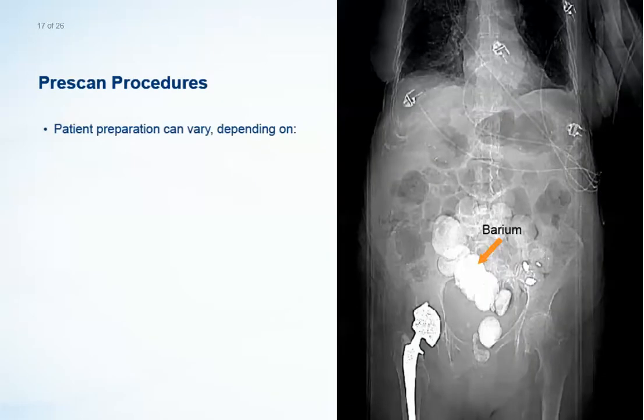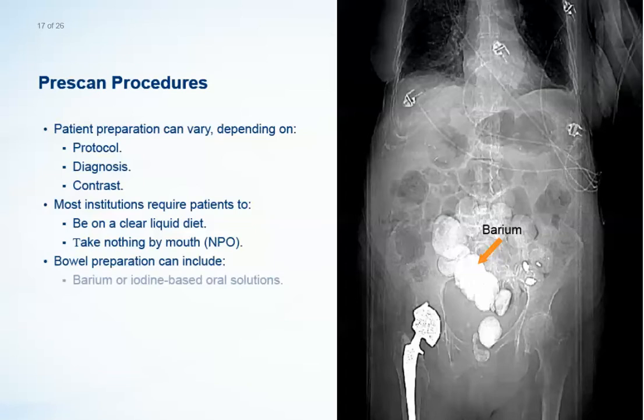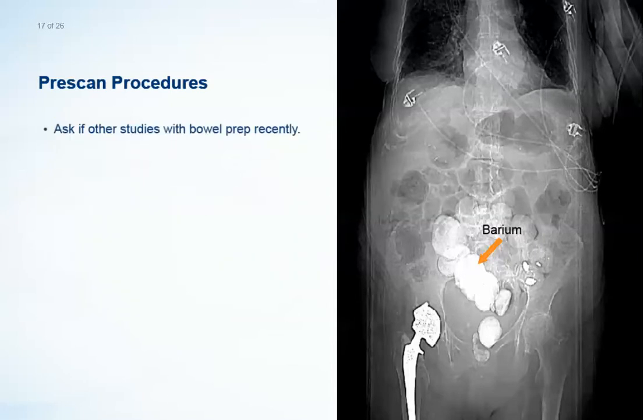Patient preparation for CT can vary widely depending on the protocol, diagnosis, and contrast used. Most institutions require patients receiving IV contrast to be on a clear liquid diet or take nothing by mouth, or NPO. Bowel preparation can include barium or iodine-based oral solutions and even rectal contrast administered 1 to 4 hours before the exam. You should ask if the patient has undergone any other CT or radiography studies that required bowel prep within the past few days.